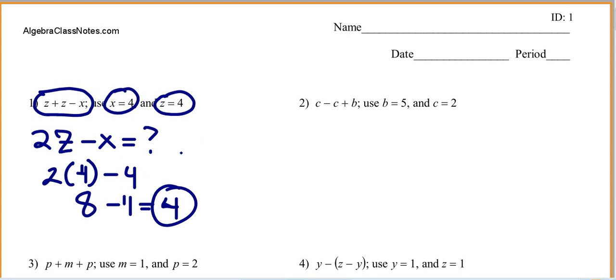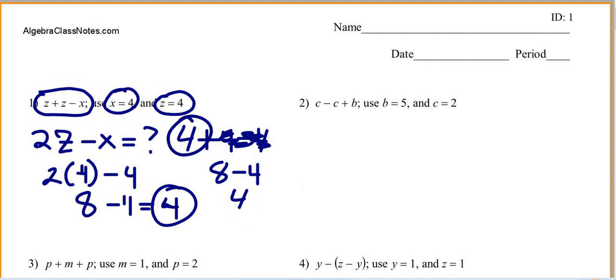Or the other way you could have done this, you could have done 4 plus 4 minus 4. Well, 4 plus 4 is 8. 8 minus 4 is 4 once again, right? Or you could have said, hey, these 4s will cancel out, and all I'm left with is 4. So there's a couple of different ways to approach that one.